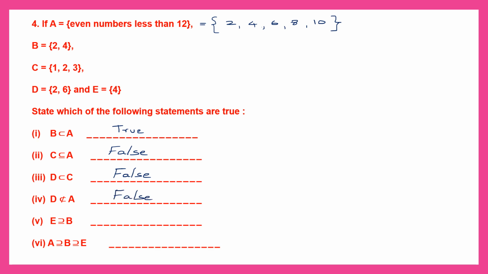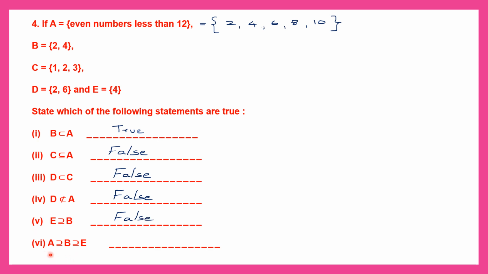Next one. E is a superset of B. Now where we have E here, E has 4 and it says E is a superset of B. That means all the elements of B should have been there in E, but it's not there. So this statement is false. E is not a superset of B. False statement.